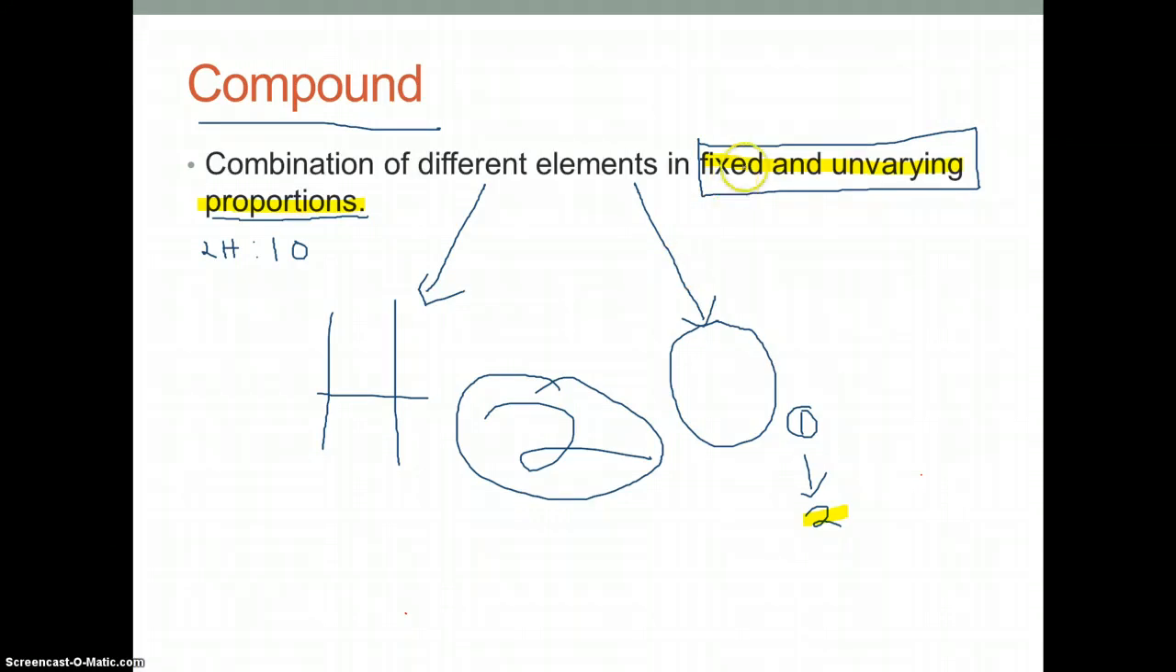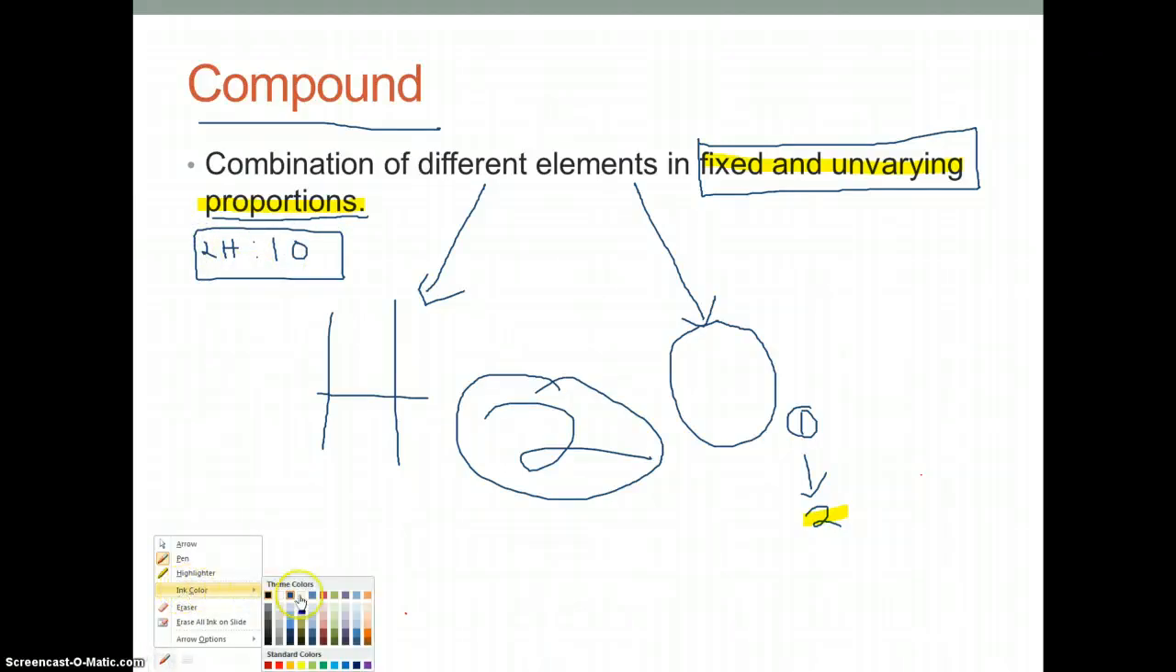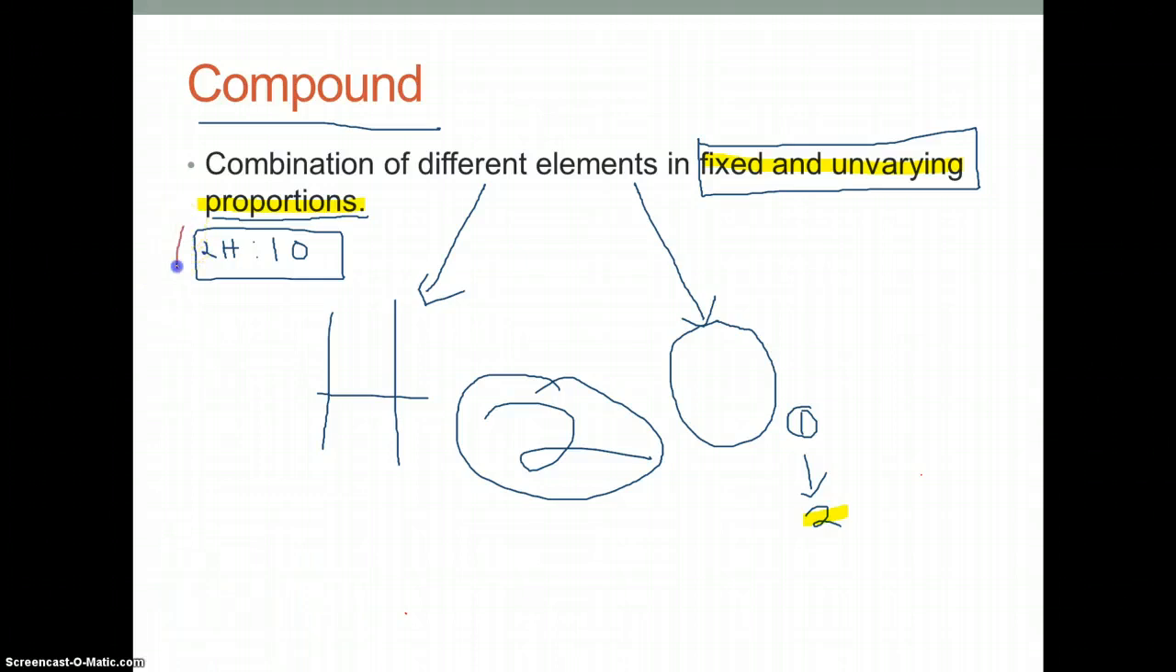So this is what the fixed and unvarying proportions means. We cannot change the proportion. We cannot change this. I'm just going to change the color here to red. So we cannot change this unless we want to change the compound. So the compound of H2O will always have 2 hydrogen and 1 oxygen.